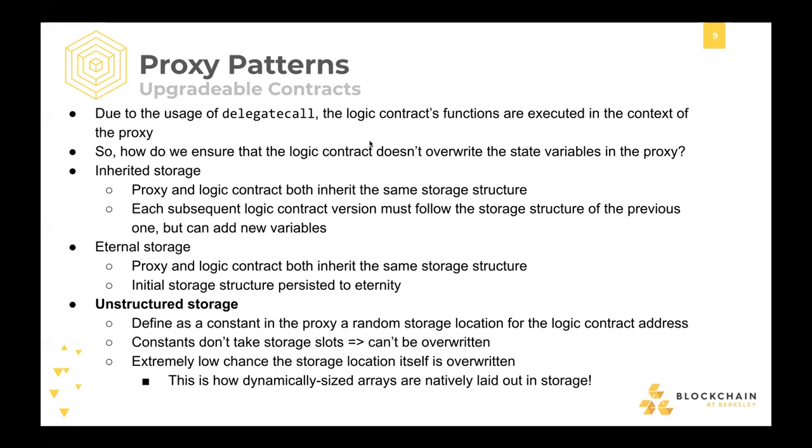So this way we can continue adding new variables to the bottom of the contract storage space, but we can't really change the storage structure across versions. Because that would require us to change the storage structure in the proxy contract, which we can't change. Its address has to stay the same.